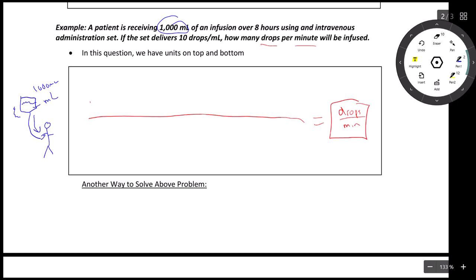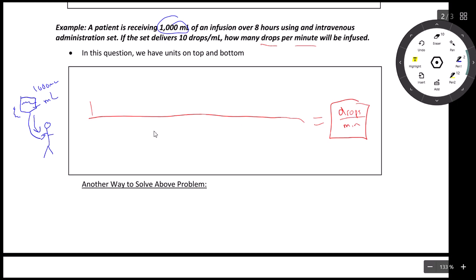I have 1,000 mLs and I've got 8 hours. Now I can put the 8 hours on top here, or I can put the 8 hours on the bottom here. Which one do I want? Well, I know that 8 hours is the time, so that's where I need to have the minute. So I'm going to have that on the denominator, and that mLs is what I'm going to convert into drops.